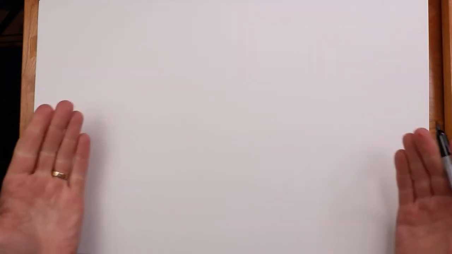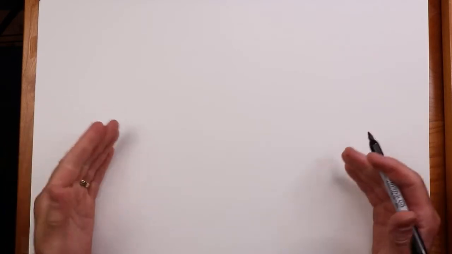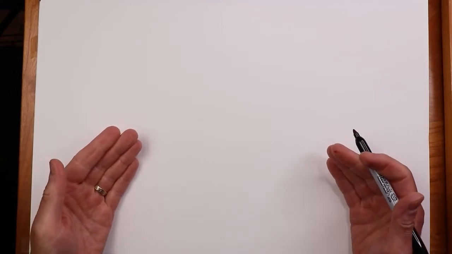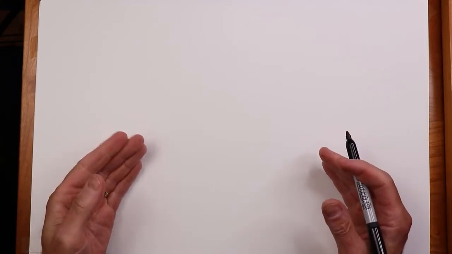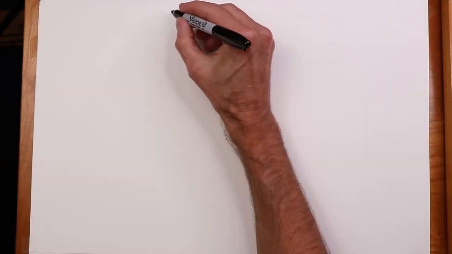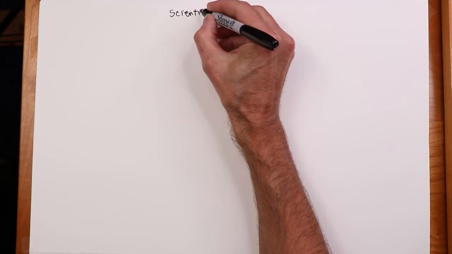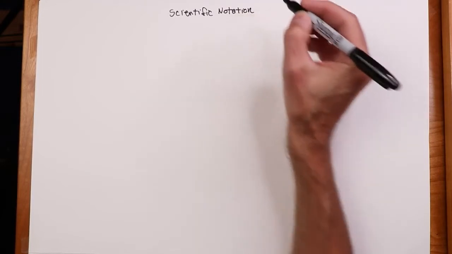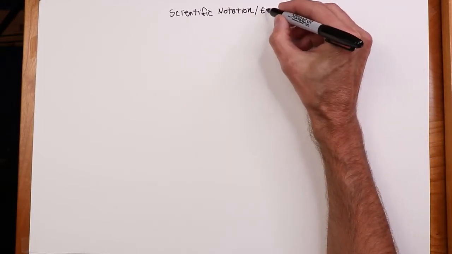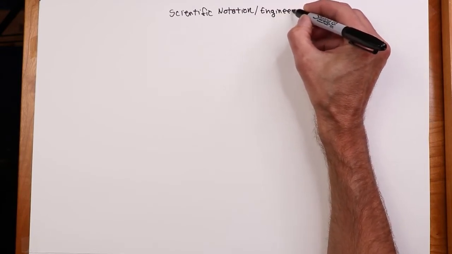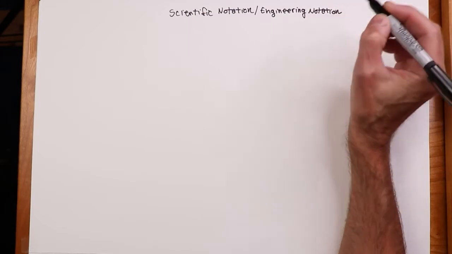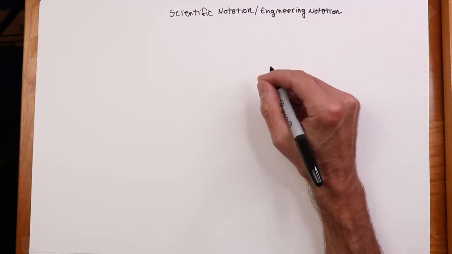If you want to converse with someone, if you want to have a conversation, you have to speak the language. And for us, that language is the language of math. We need a convenient way to express very large and very small numbers, and to do that, we use something called scientific notation, and its closely allied version, engineering notation. I will venture to say that you probably have some passing familiarity with this.